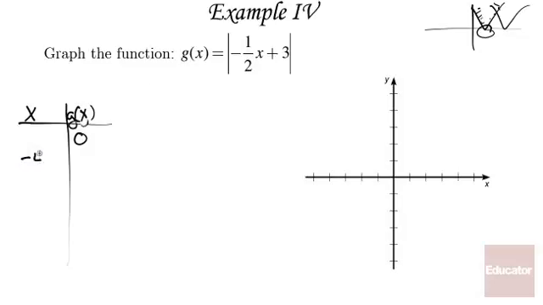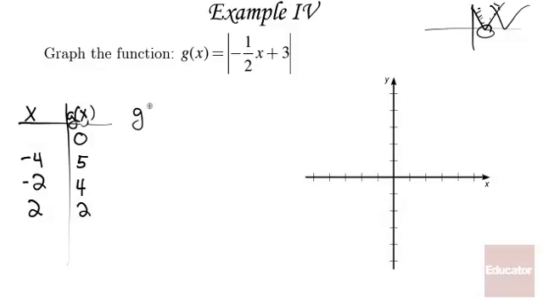So I'm definitely going to solve for that. So picking some values for x, when x is negative 4, g of x turns out to be 5. When x is negative 2, g of x is 4. When x is 2, g of x is 2.